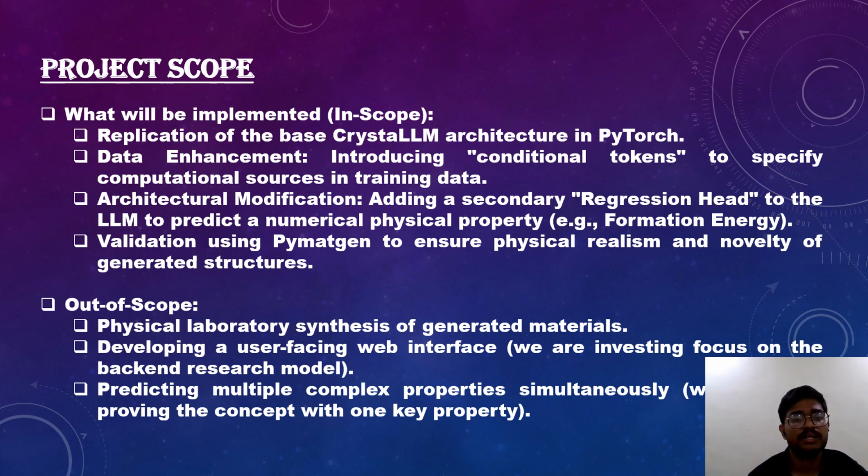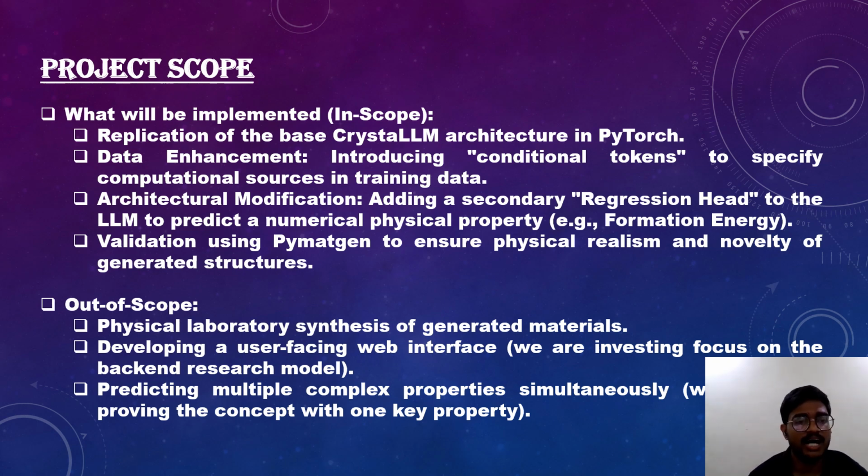Coming to our project scope, to address these problems, we defined a clear project scope. First, we will replicate the base CrystalLLM model architecture using PyTorch. Next, we plan to improve the training process by introducing conditional tokens. These tokens act like labels that tell the model which dataset or computation setting the data comes from. This helps reduce the confusion in the training data.